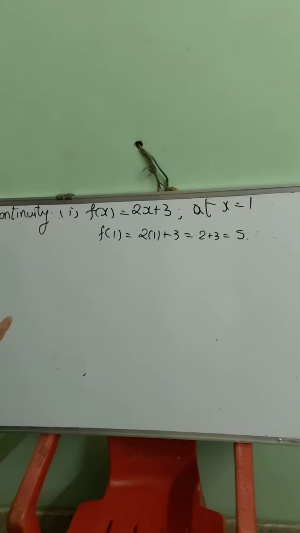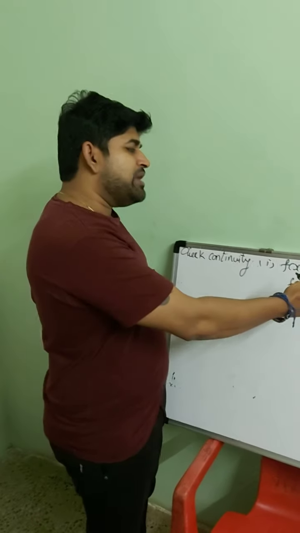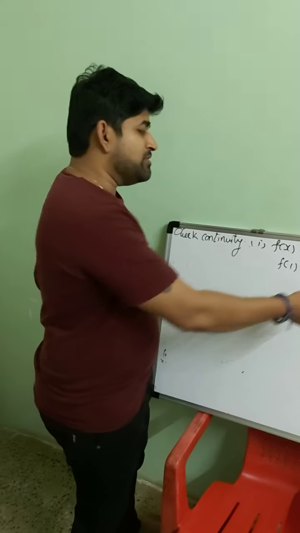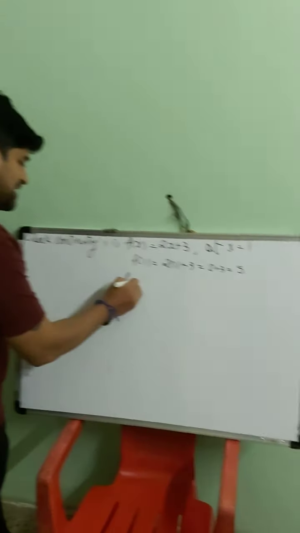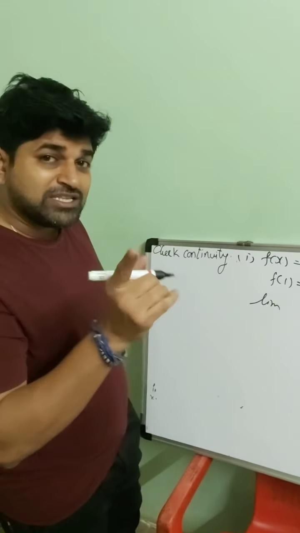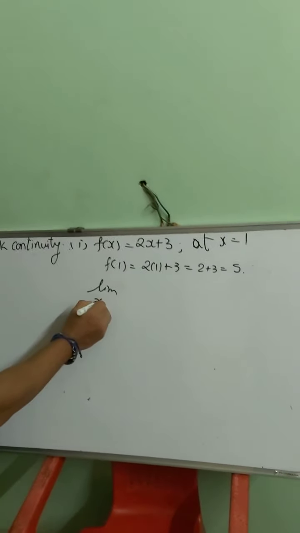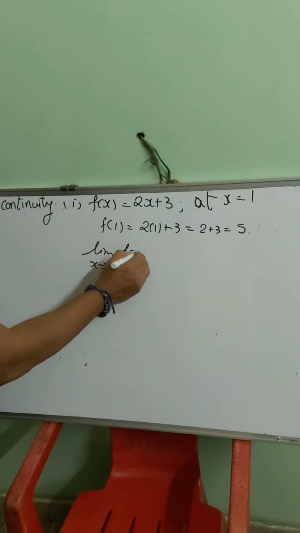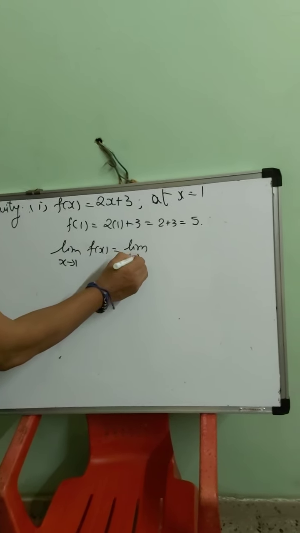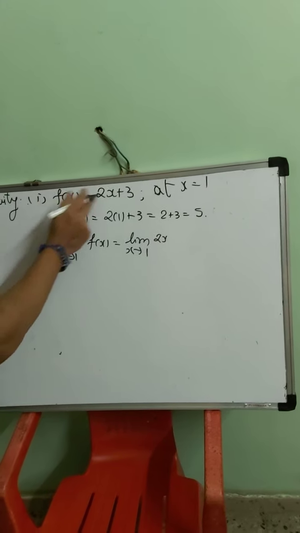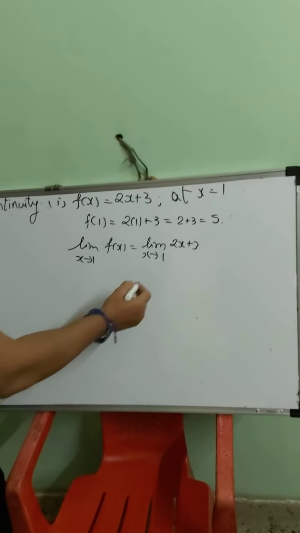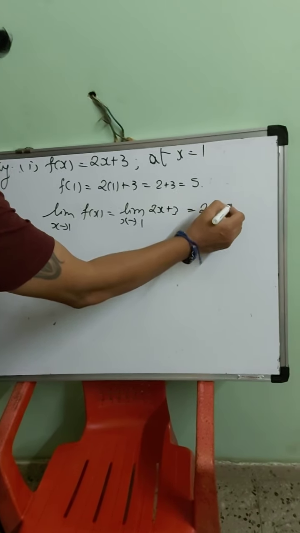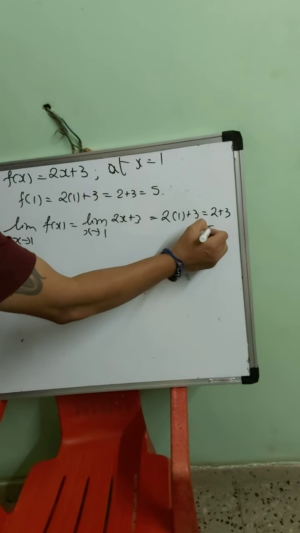Okay, now you can see over here that we are not required to check the left hand limit and right hand limit, because for both of them it is defined in the same way. So here we directly check the initial definition which I showed you: whether limit x tends to a of f of x exists or not. In place of a we have 1, so limit x tends to 1 of f of x is limit x tends to 1 of 2x plus 3. Now it is not 0 by 0 form, so I replace 2 into 1 plus 3. So again 2 plus 3 equals 5.